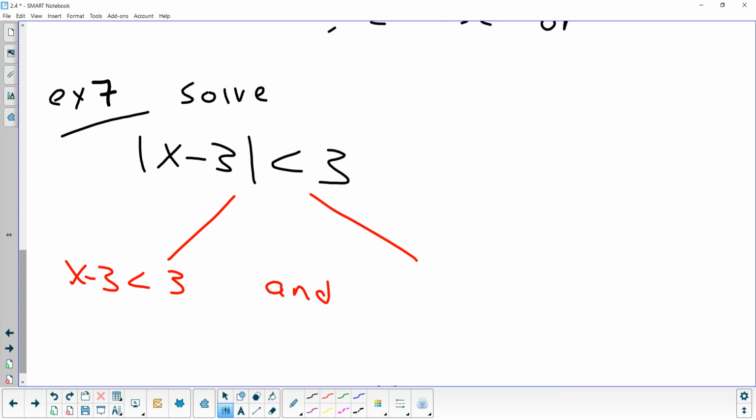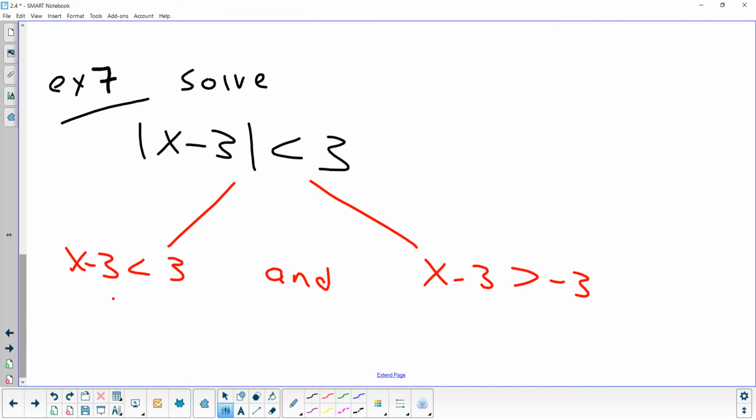Yep, Bailey? Would it be x minus 3 is greater than negative 3? Yep. So we still take away the bars, but she flipped the sign, that's extra, and she made the number on the other side the opposite. That was also an extra step.